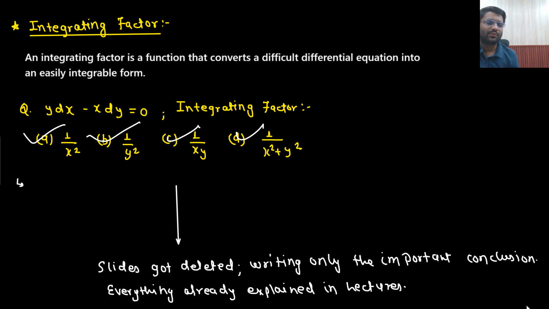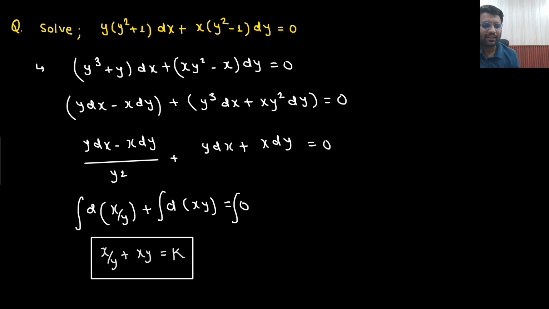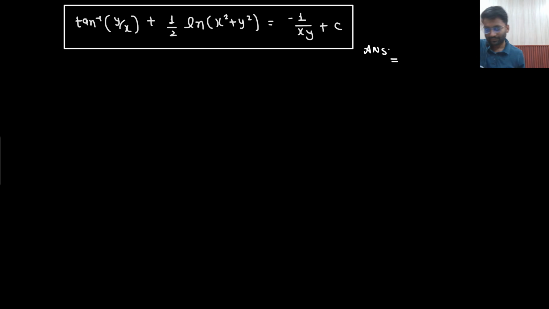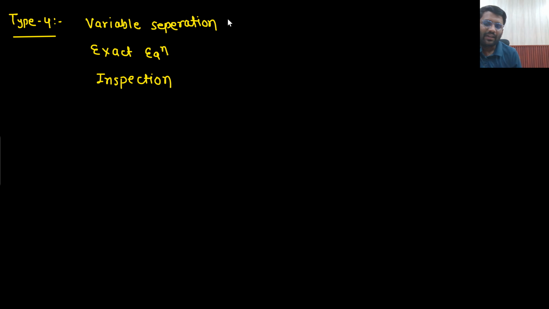Okay, and we also understood the meaning of integrating factor as well. So what all three methods have we studied? Like here, this minus 1 by xy could be taken to the left hand side as well. So what all three methods we have studied? Sir, variable separation, then exact equation, and then inspection.